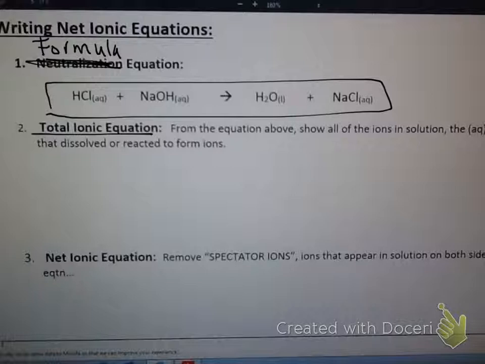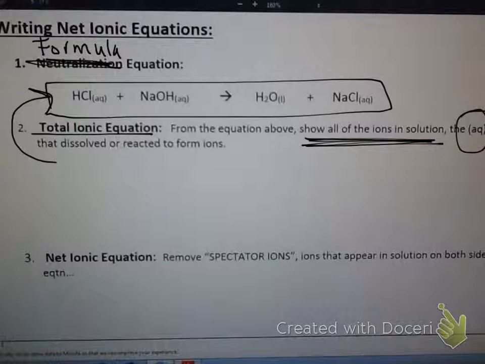So if you're asked to write an ionic equation, you start with the formula equation you're given. From that equation, show all of the ions in solution. Basically, if something's in solution, it will have the aqueous symbol beside it. Aqueous means dissolved in water, or ionized in water. So you're going to break the aqueous compound down to show all of the components of the ions. This is kind of what you do when you do a double replacement reaction, when you figure out how the cations switch anions.